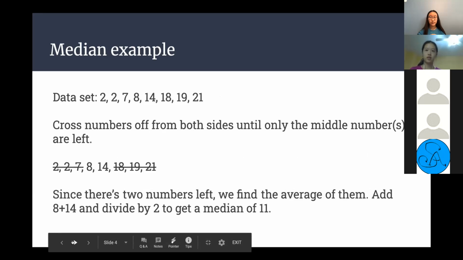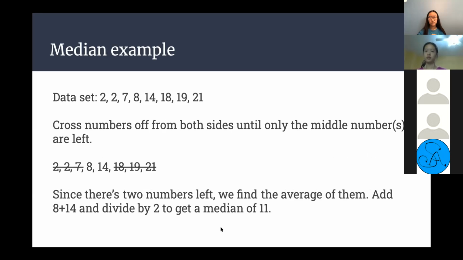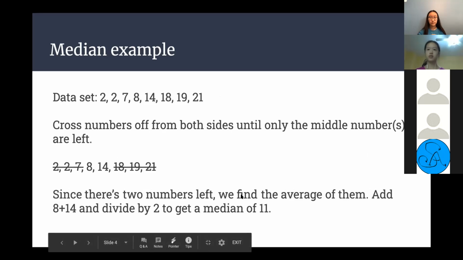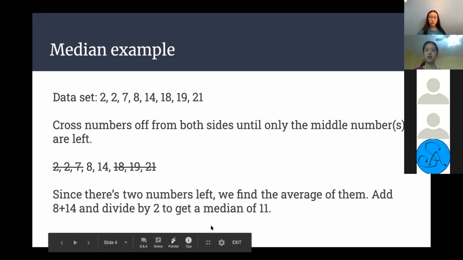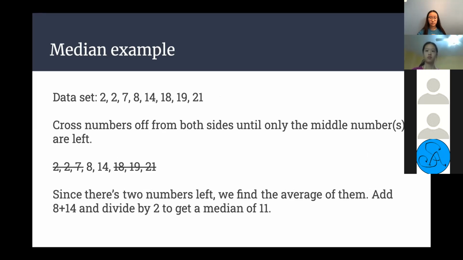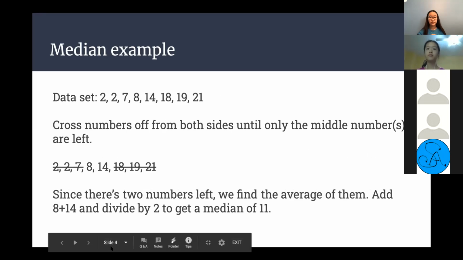So for example, if you have a data set 2, 2, 7, 8, 14, 18, 19, and 21, if this weren't ordered already, you would first list it out from least to greatest. Then you cross off the numbers from the left and right sides until you only have the middle of the numbers left. So in this case, you would have 8 and 14 left. And since there's 2 numbers left, we find the mean of those 2 numbers, which you do 8 plus 14 divided by 2 is 11.